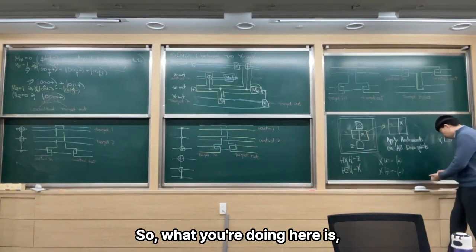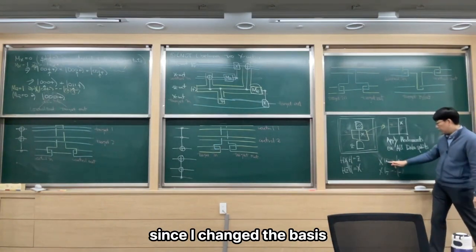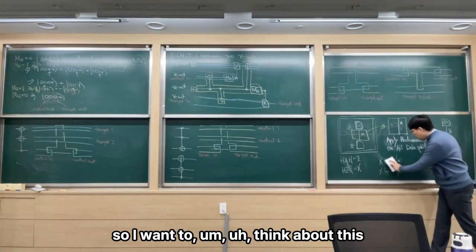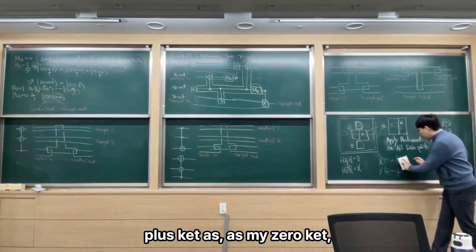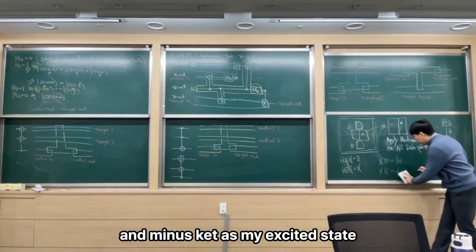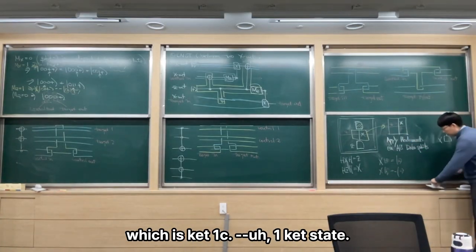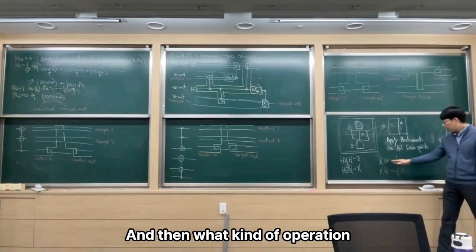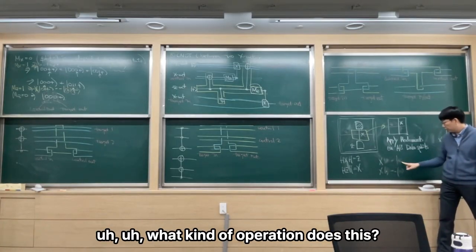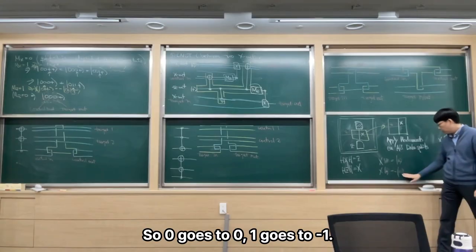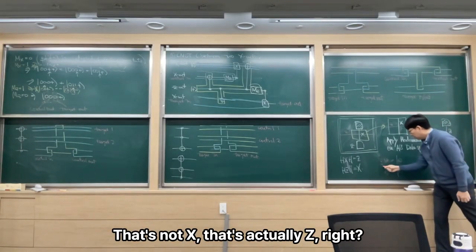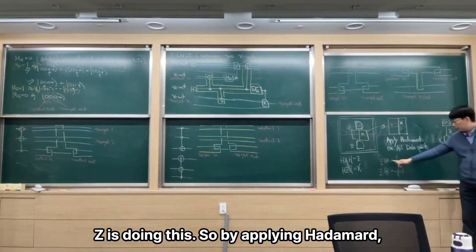So what you're doing here is, since I changed the basis, but I don't want to remember the old basis, I want to think about this plus ket as my 0 ket, the ground state, and minus ket as my excited state, which is the ket 1 state. And then what kind of operation does this? What kind of operation does this? So 0 goes to 0, 1 goes to minus 1. That's not x, that's actually z, right? Z is doing this.